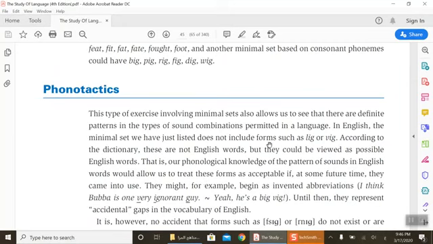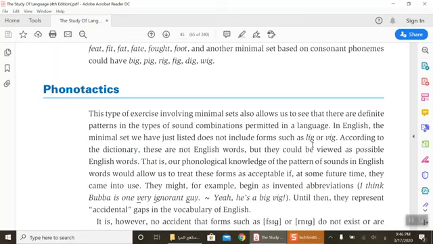For example, in this minimal set we don't have words such as lig and fig. Someone can wonder and ask why we don't have lig and fig. We have big, we have wig, but why don't we have lig or fig? What is the reason behind the absence of such words? According to the dictionary, these are not English words.